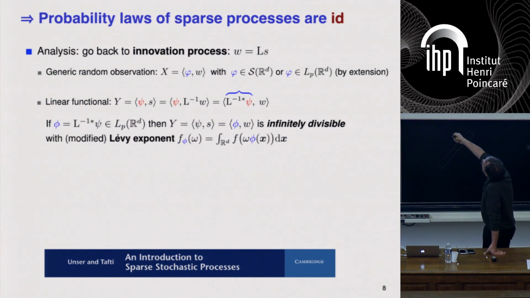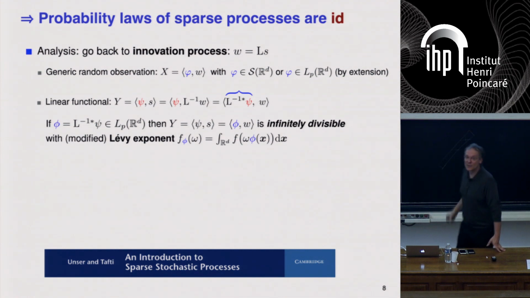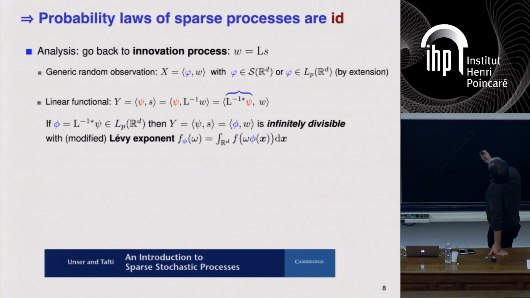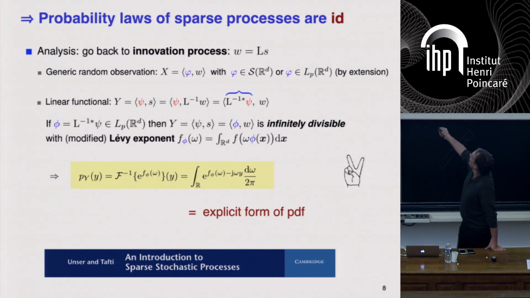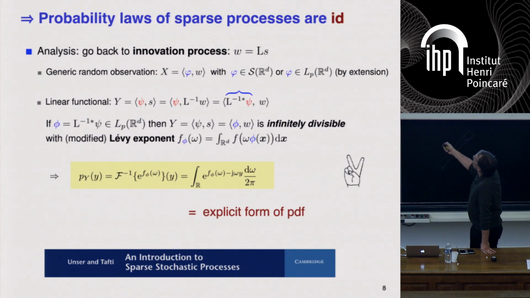Now if this phi here is in Lp, then the wavelet inner product with S, which you can also write as the inner product of phi with W, is infinitely divisible. Actually, any inner product of white noise with any Lp function gives you an infinitely divisible random variable. It will have a Lévy exponent that depends on phi and the f, which is the Lévy exponent of the white noise. Anyway, this gives you a formula. In the Fourier domain, to get the characteristic function, you take the exponential of the Lévy exponent. So this is the characteristic function.